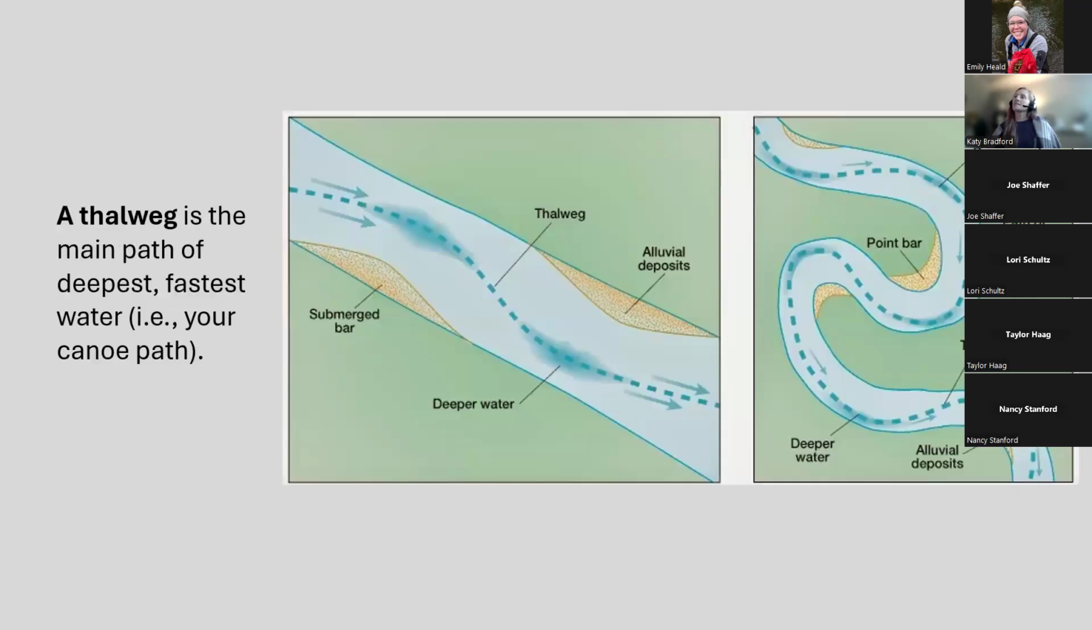And then the last feature, I think this is the last habitat feature I wanted to mention, is a thalweg, which is such a cool word. Thalwegs are the main path of deepest, fastest water. So if you're canoeing, this is the natural path that you will take as you're canoeing. Also, if there's bubbles on the stream, you can follow the bubbles of the stream. So you can see that the thalweg will meander through pools, riffles, runs.